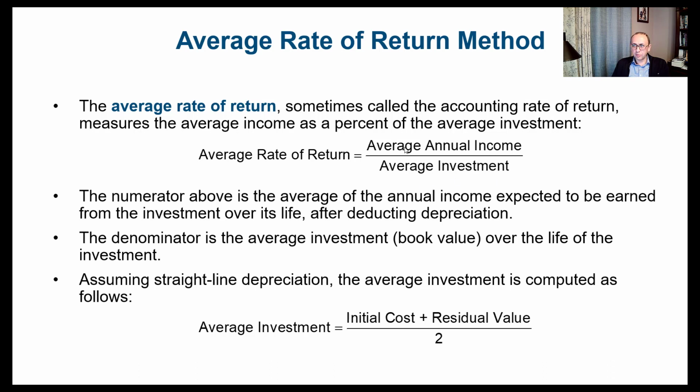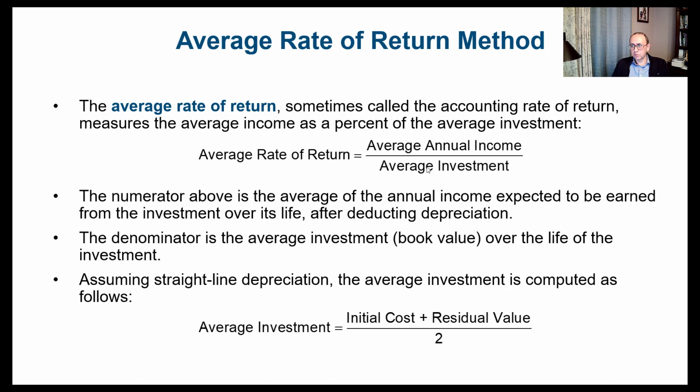The numerator, which is the top value here, is the average of the annual income expected to be earned from the investment over its life. Of course, after deducting depreciation, because depreciation is not really a cash flow. So that's why we exclude it from that calculation.